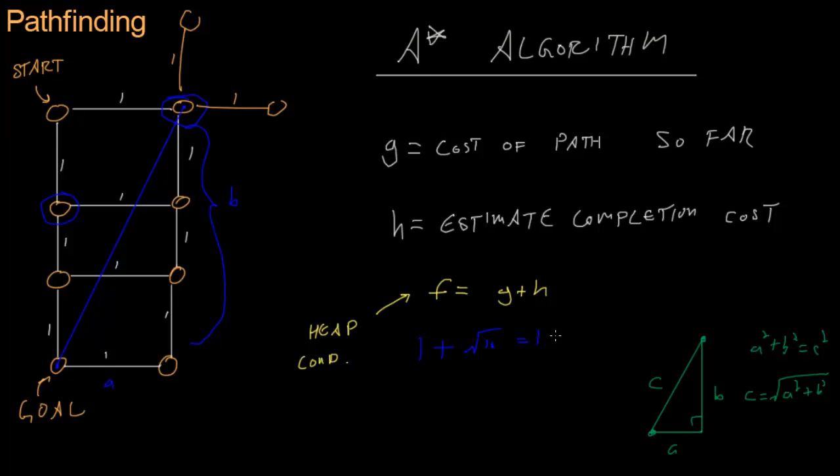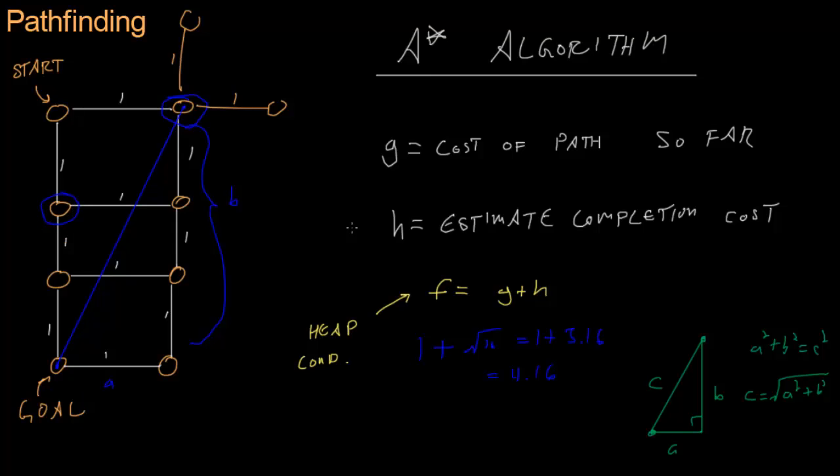Square root of 10 is about 3.16, so 1 plus that is about 4.16. Now let's do it for this other node. We want to start here and go here. So the cost of that edge is 1.